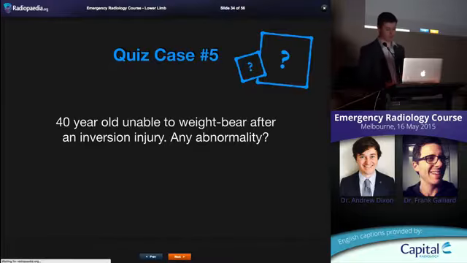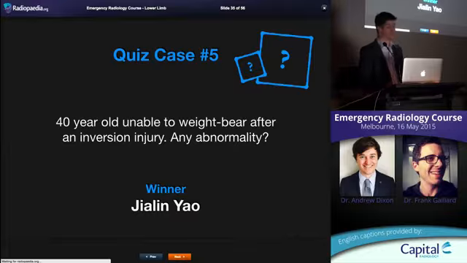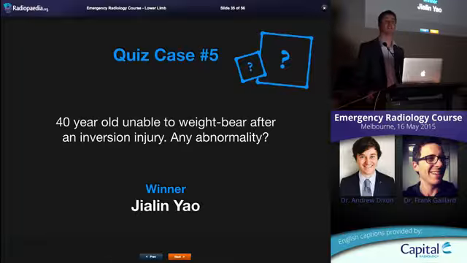Quiz case, 40-year-old, unable to weight bear after an inversion injury, question mark, abnormality. We're moving down to the ankle now. And our winner for this one is Jalin. Is that how I pronounce it? Would you like to come down?